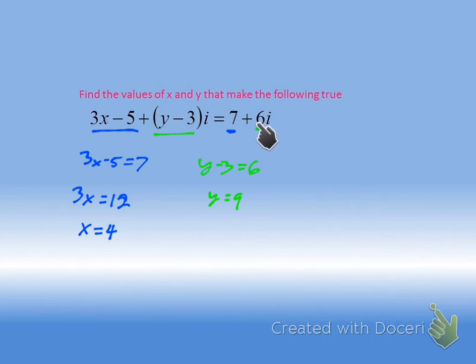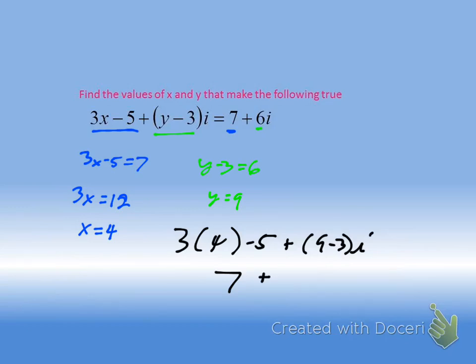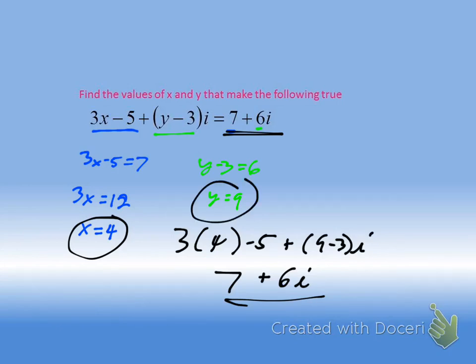Okay, makes sense. Because if you plug both of them back in now, you get 3 times 4 minus 5 plus 9 minus 3 i. We already said this is 7, and that we cleaned that up to be 6i. So you see how 7 plus 6i equals 7 plus 6i. Plus 6, that's the answer? Yep. Well, 4 and 9 are the answers. But that's your check. That's pretty good.